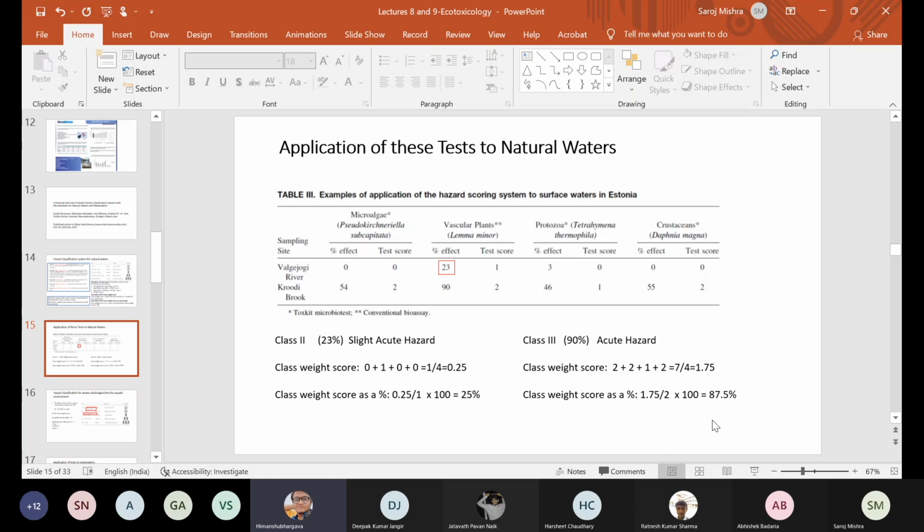Ma'am, what does the class weight score represent physically, ma'am? Okay. It represents that to the overall toxicity, there is one particular component which is contributing 87.5%. That's what it means. Yes, ma'am. Because understand, whatever ingredient is in there, it is contributing to the overall test score in a very big way. So there could be a major pollutant in the river or something like that, which is contributing maximally to this. That's what it means. So is that clear? Yes, ma'am, it is clear.